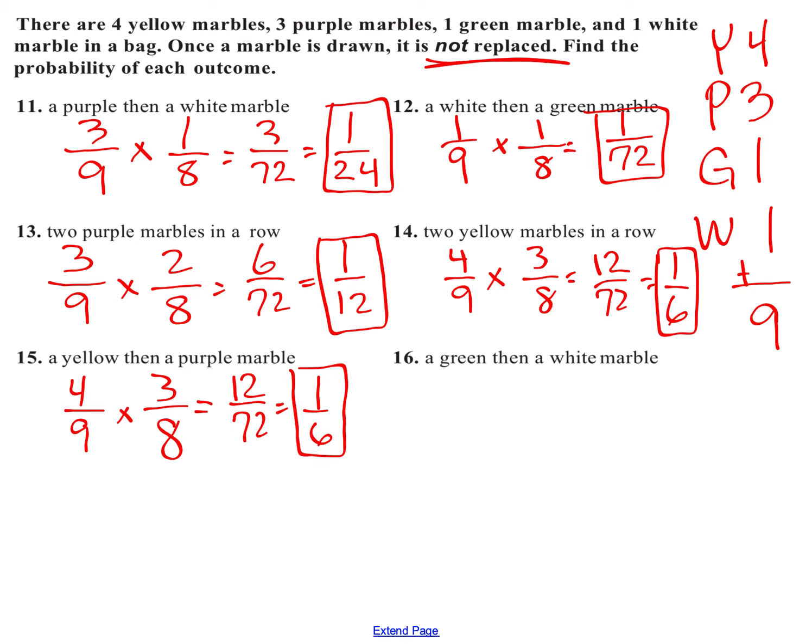A green and then a white. The green marble happens 1 out of 9 times. The white marble happens 1 out of 8 at this point. This one looks just the same as number 12, except on 12 we had a white and then a green. Now we have a green and then a white.